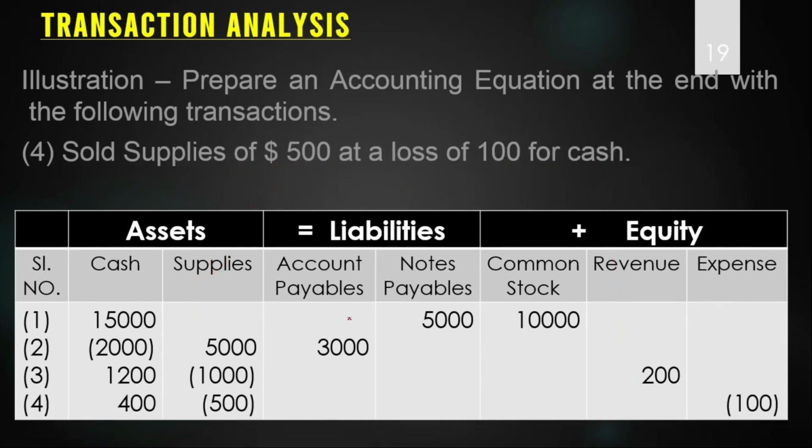The next, supplies of 500 sold. So 500 will be deducted from supplies. You are selling at a loss of 100, so loss comes under the expenses. So go to the expenses and write 100 as a loss, negative. You are selling at a loss of 100, that is, 500 minus 100. So you are getting 400 only. So 400 cash will be increased. So go to the cash column and increase 400.